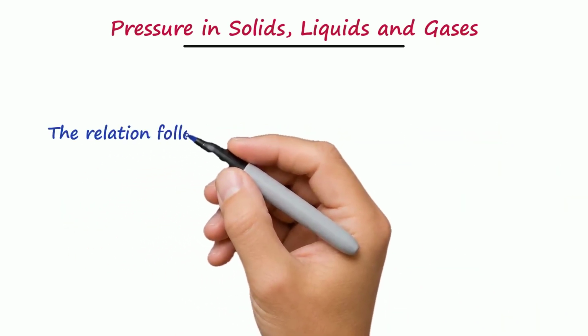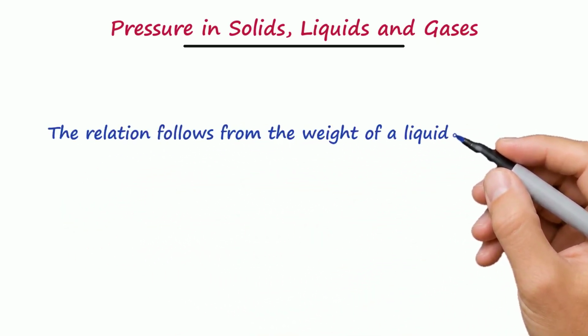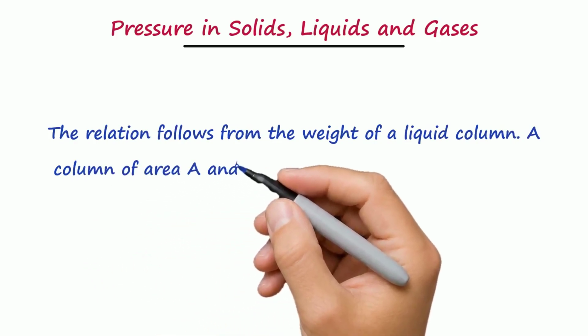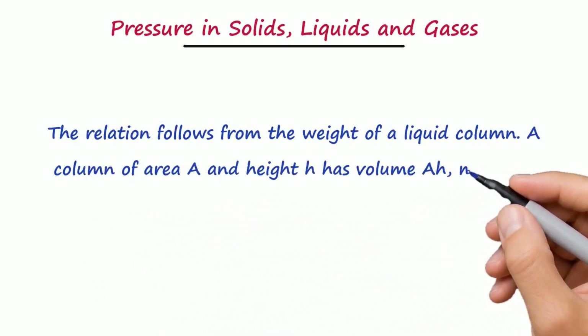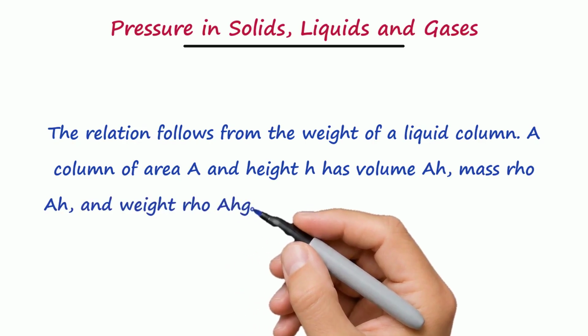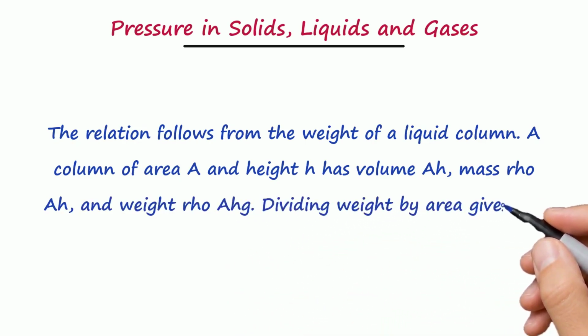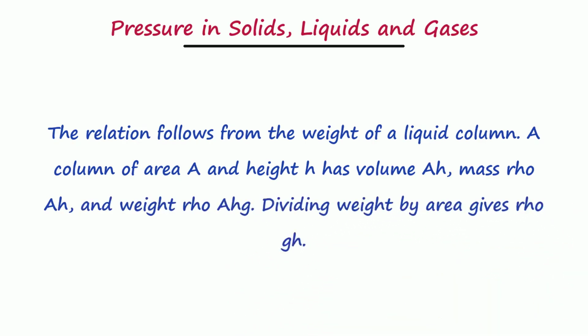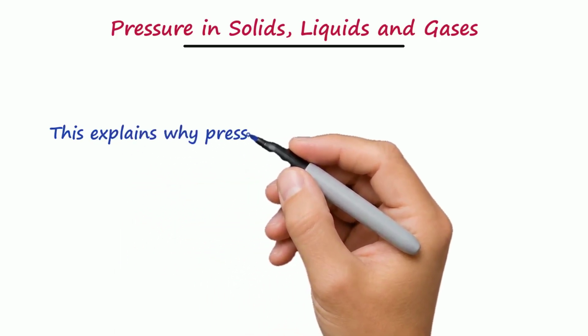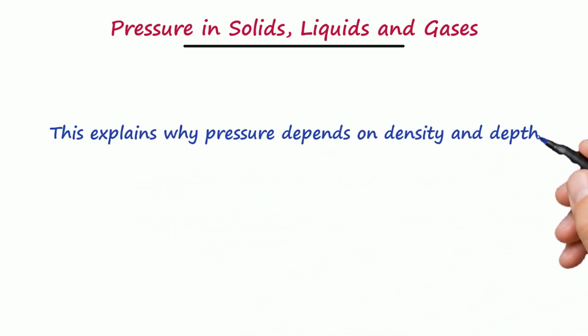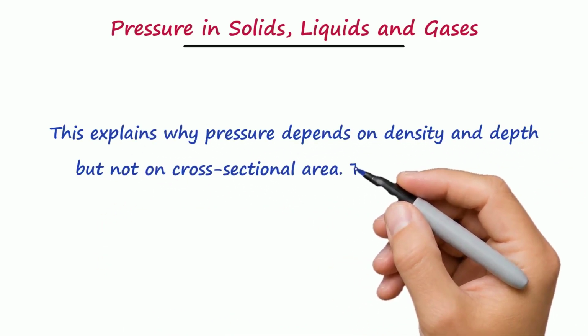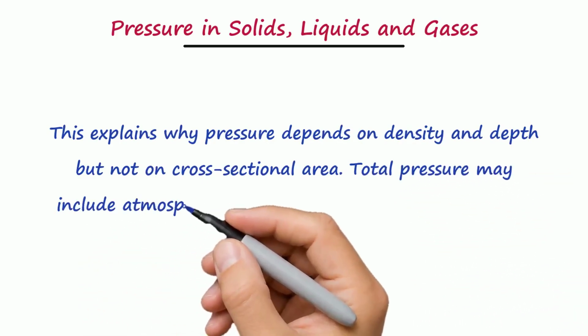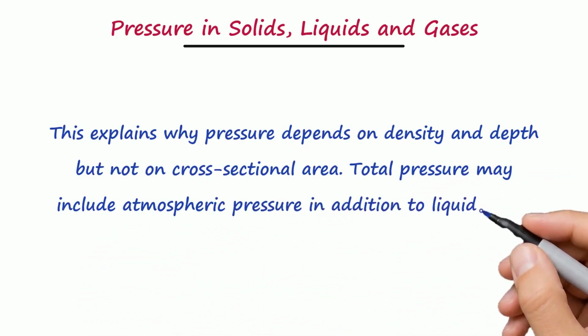The relation follows from the weight of a liquid column. A column of area A and height h has volume Ah, mass ρAh, and weight ρAhg. Dividing weight by area gives ρgh. This explains why pressure depends on density and depth but not on cross-sectional area. Total pressure may include atmospheric pressure in addition to liquid gauge pressure.